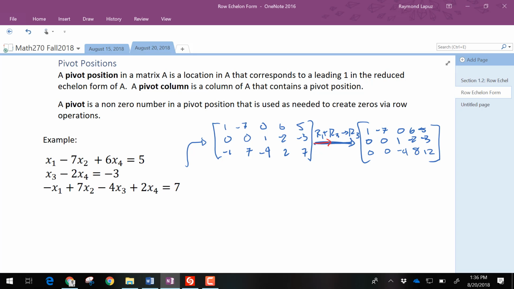Okay. So now I have this matrix, and I have zeros on these corners, and the next thing I want to make equal to zero is this negative 4 here. I'll use the second row because it has a pivot, and multiply that by 4. So I'll take the second row, multiply it by positive 4, and add it to the third row and replace the third row. So the first and second rows don't change.